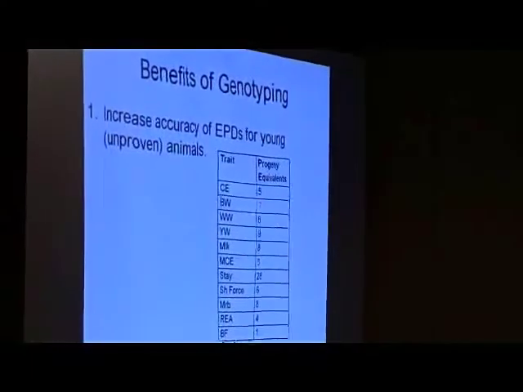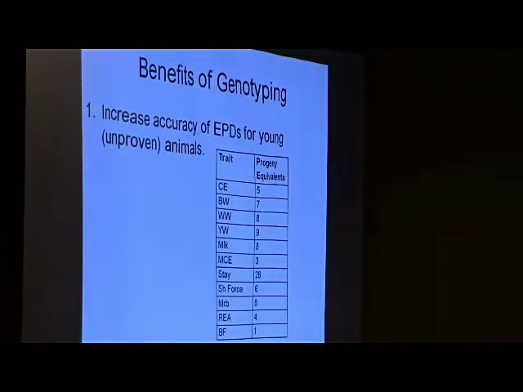It's the equivalent of having 5 progeny records for calving ease, 7 records for birth weight, 8 records for weaning weight, 9 for yearling weight, 8 for milk, 3 for maternal calving ease, 28 for stayability. It is the equivalent of having 28 daughters report some stayability. That's huge. Think of the amount of time it would take to get that information in a progeny test. Shear force is 6, marbling 8. I guess I didn't put in yield grade. Red meat yield is 4. Or there.